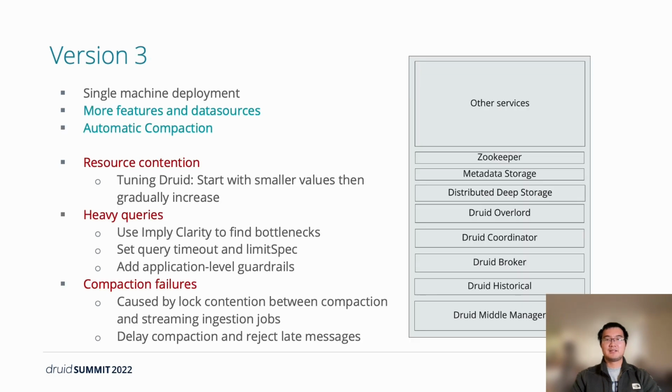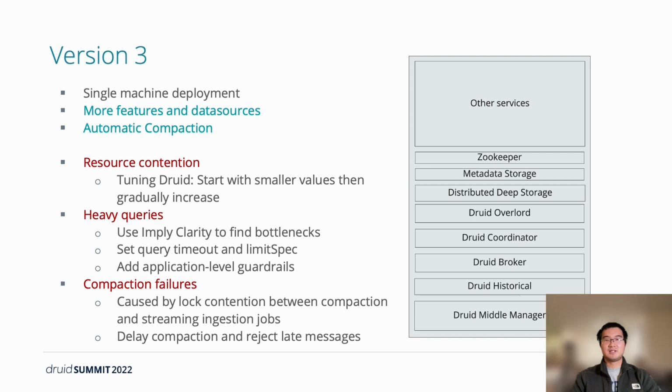In version 3, we added significantly more features and data sources. We also enabled automatic compaction on all data sources to merge smaller segments. The first issue we found was resource contention. The new data sources and compaction jobs needed more memory. The new features needed more memory. Everything was requesting memory, and we were overcommitting memory everywhere and everything was slow. To mitigate this issue, we tuned all the Druid services. We started with smaller values for things like buffer size or thread count. Then gradually we increased them until the ingestion and query speed fit our requirement.